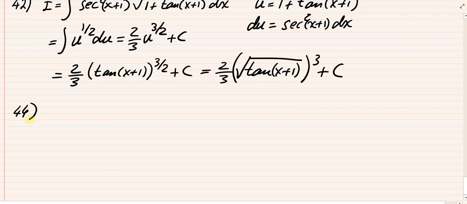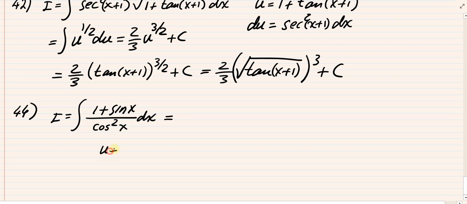Let's get number 44. In number 44, the integral is 1 plus sine x divided by cosine squared x dx. Now, for this one, if I make a u substitution, for example, we have cosine squared x, so if I let u be cosine x, then du is negative sine x dx, which is good, right? We have it in the integrand. But if we didn't have the 1 plus, we would have done that. Because it's 1 plus, we need to do something different.